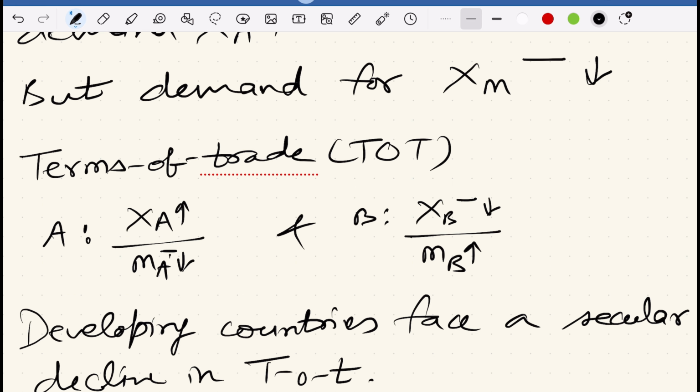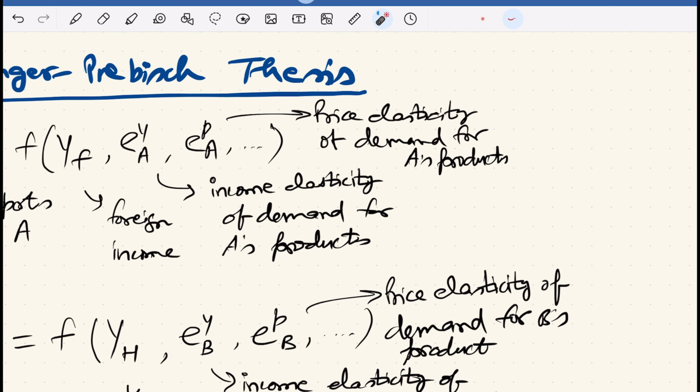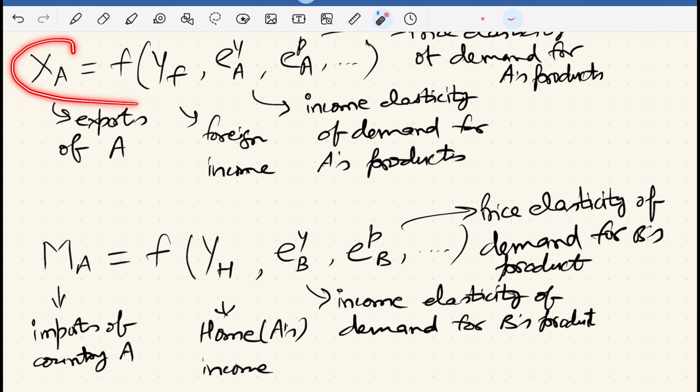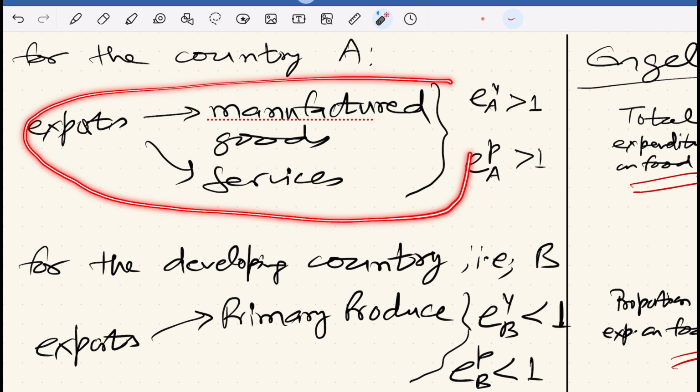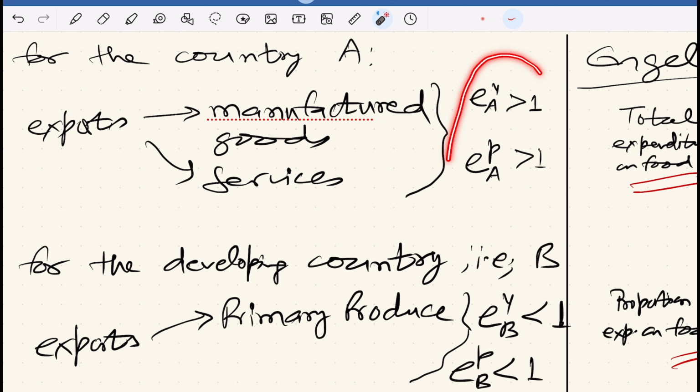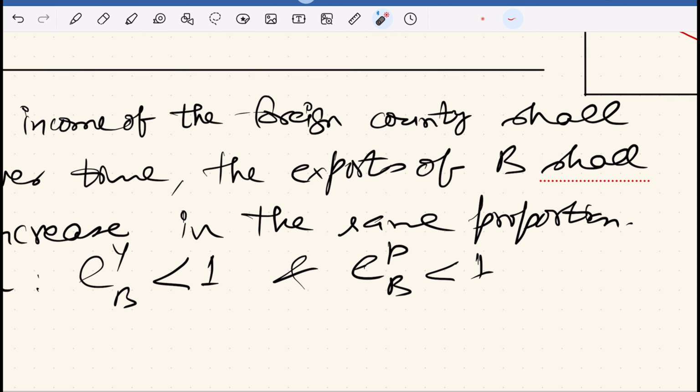So you see that it involves a couple of concepts. First, you need to understand what the exports depend on, what imports depend on. You need to understand what is the primary export of the developed countries and what is its income elasticity and price elasticity of demand, and also what are the exports of the developing countries and how this affects their income elasticity of demand and price elasticity of demand. Then you need to understand the idea of Engel's law.